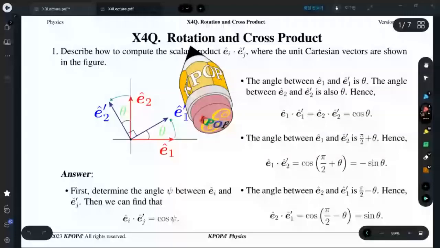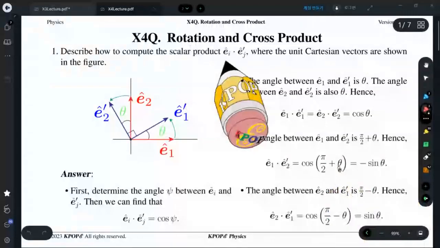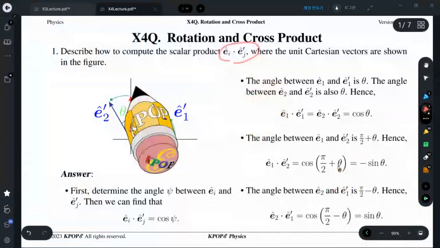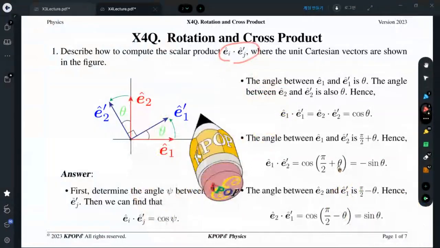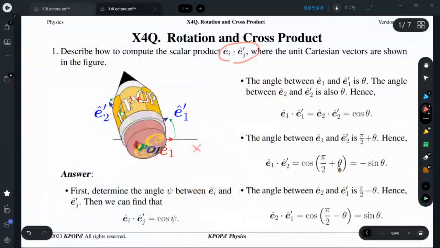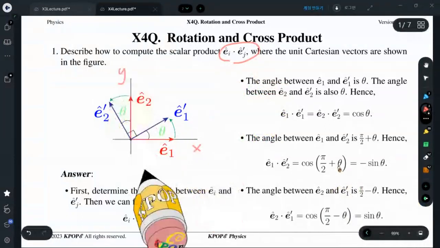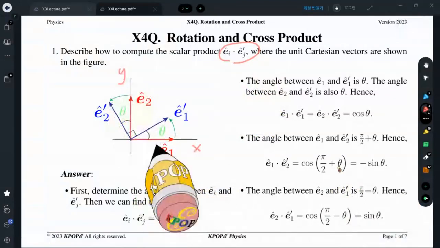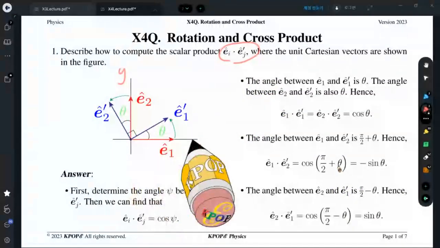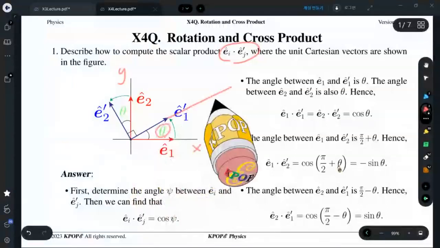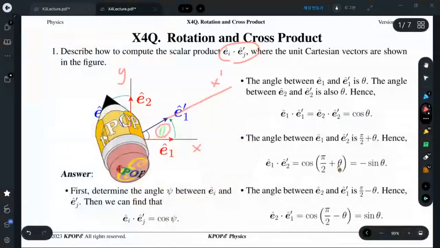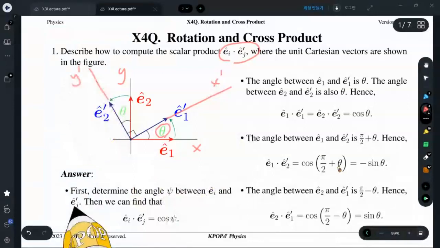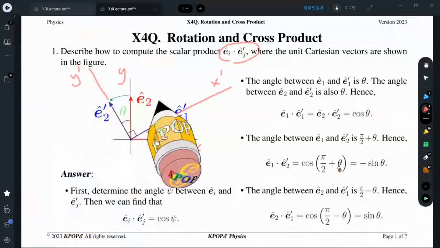Okay, we study X4, rotation and cross product. Describe how to compute the scalar product. We have a two-dimensional Euclidean space. We first choose the x and y axis of the Cartesian axis, and we rotate this one by an angle theta. So we have x prime in here and y prime there. We'd like to know the scalar product among these four unit vectors.